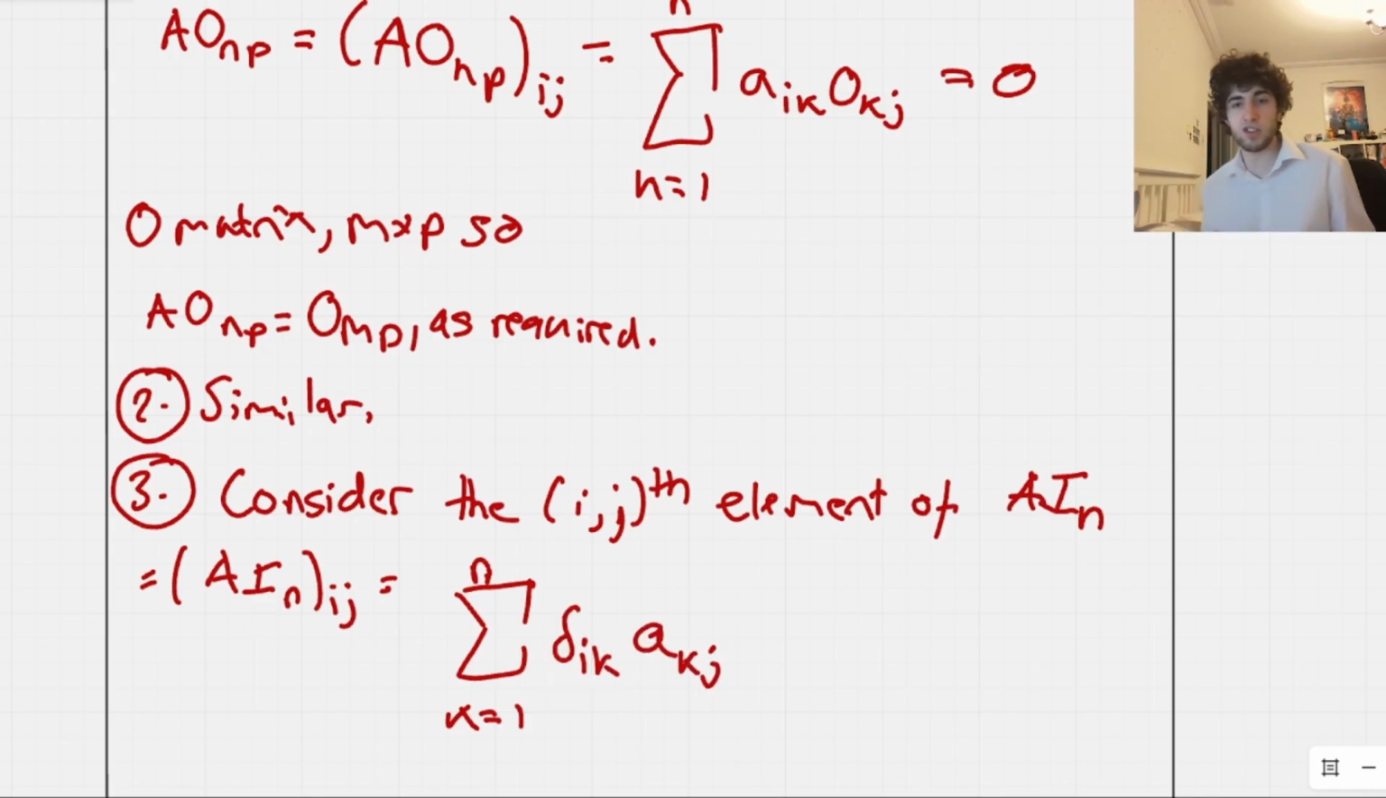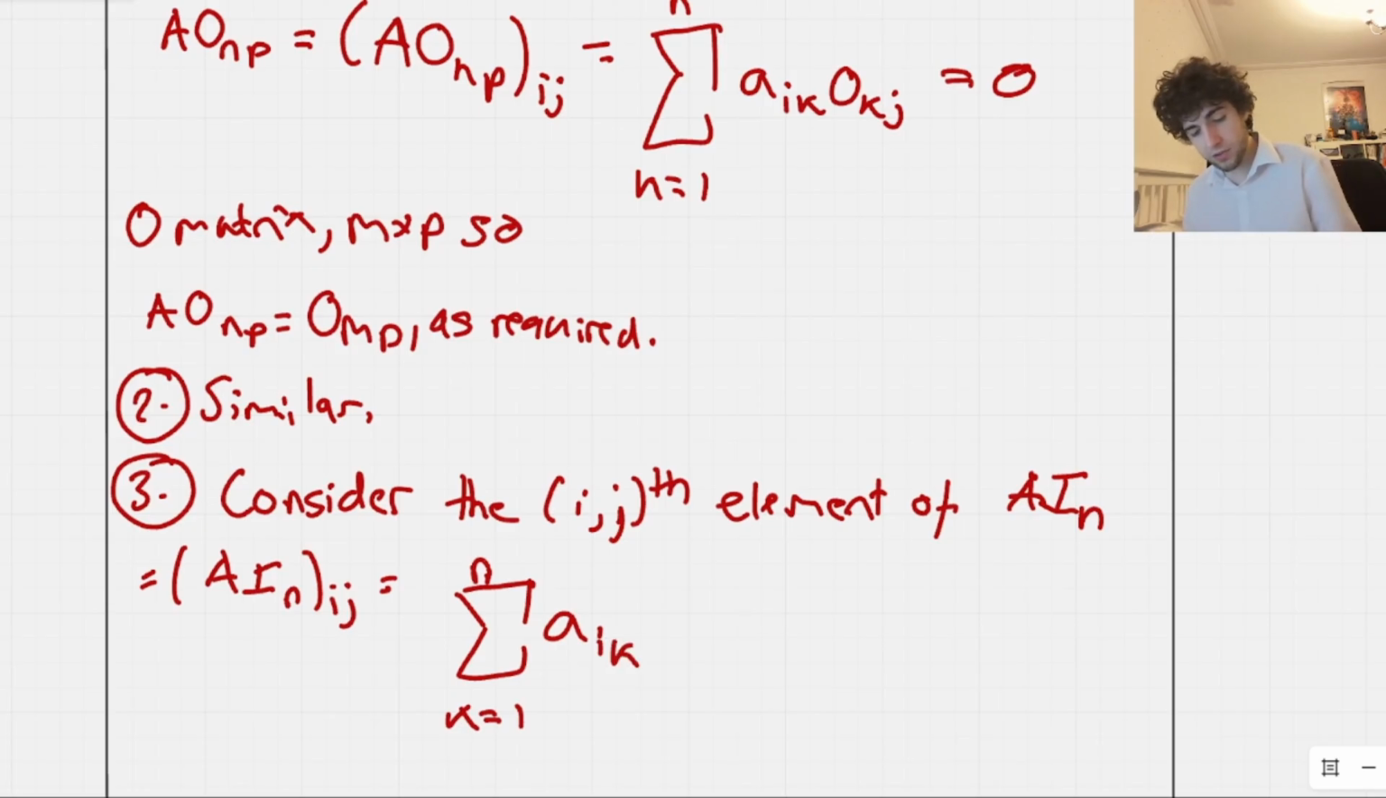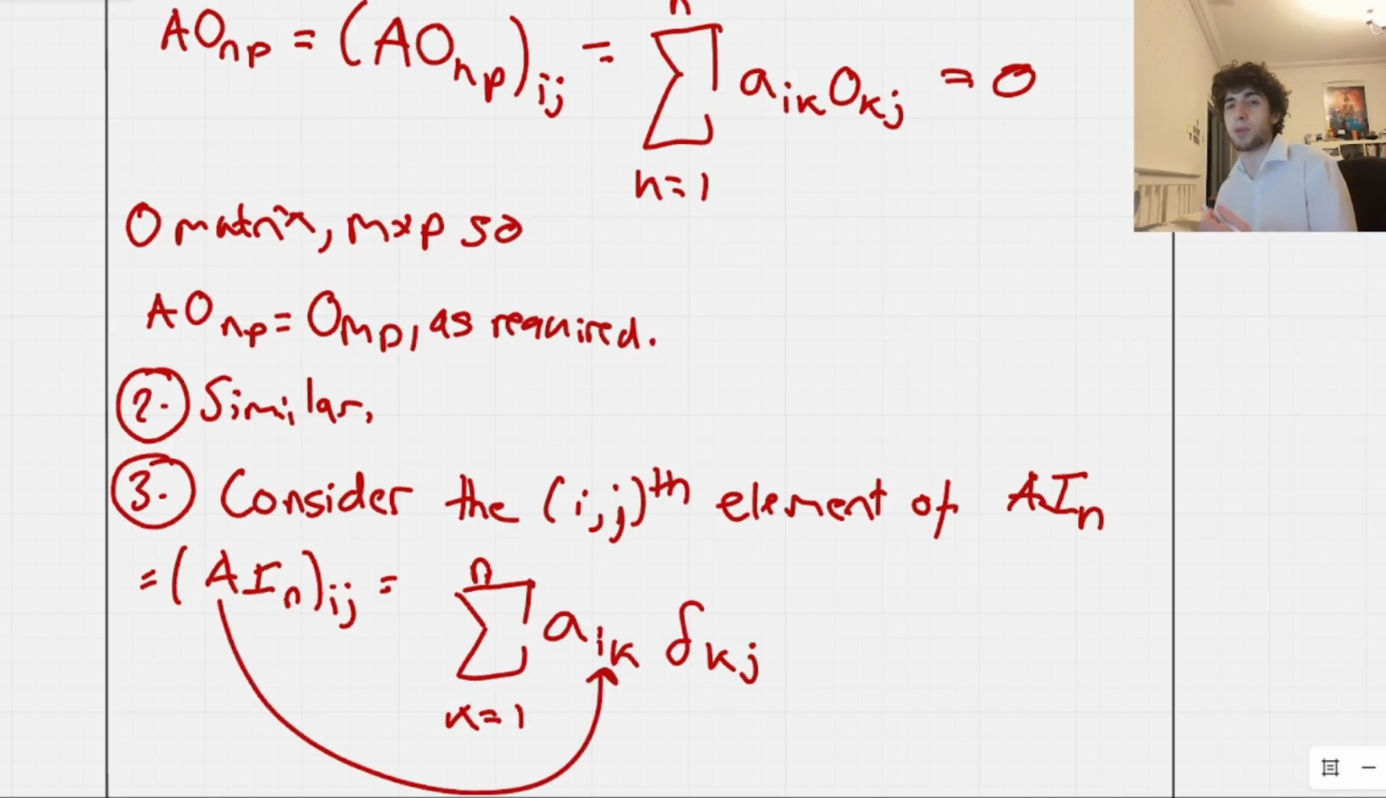This is just a definition of matrix multiplication, right? I guess actually it should be the other way around, shouldn't it? I fumbled this completely. It should be a_ik multiplied by delta_kj, if you want to be specific, right? Because we put the first matrix's components first in the sum. So if it's A before I_n, then you write a_ik first. That's actually important.